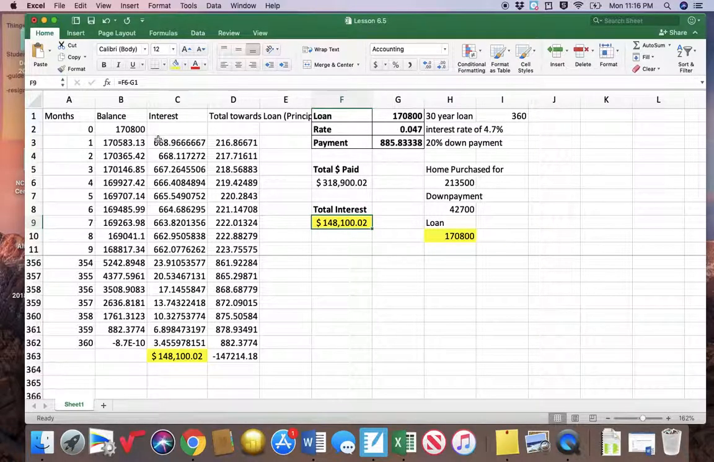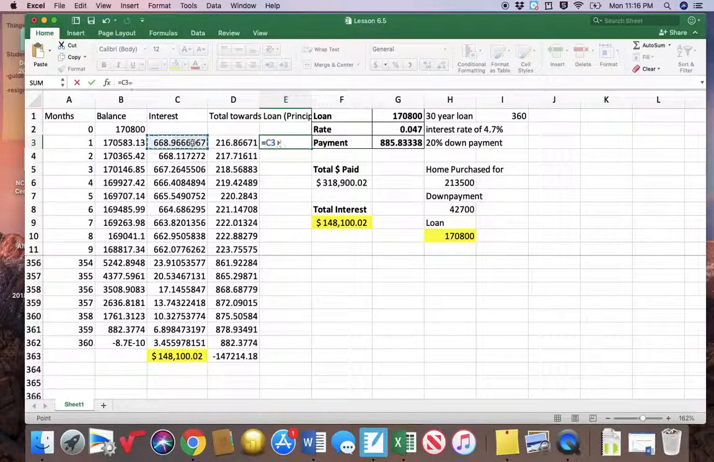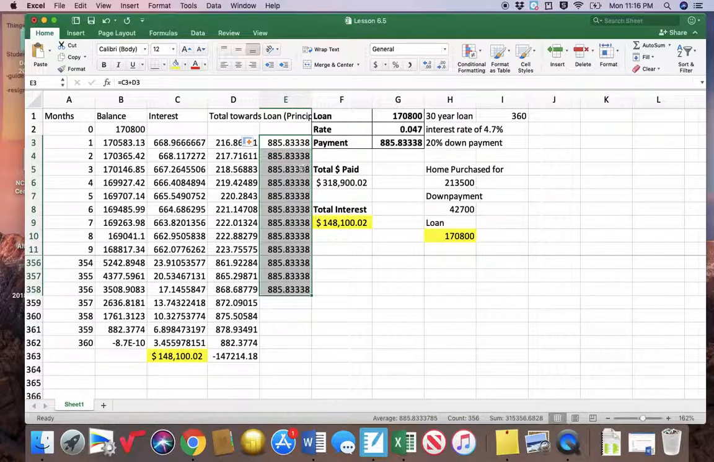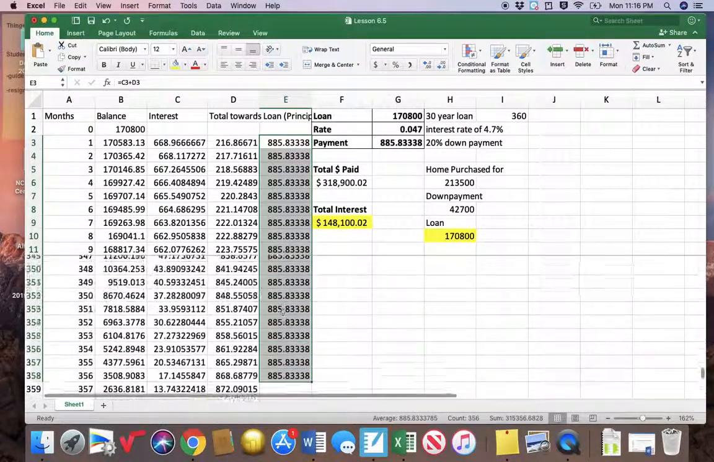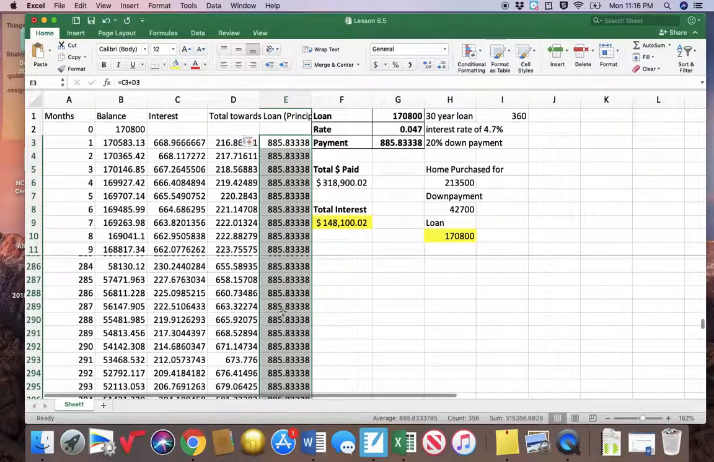So we're not going to have to generate all four of these columns every single time. I really just wanted to show you how this interest column and the total towards the loan looks. And notice too, if I were to add up these two, I should always have this equal to my payment. I'm not going to do all the way through, but you can see how it always equals your payment when I add those two up.